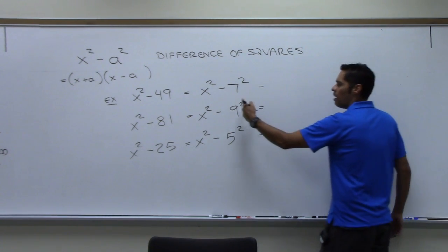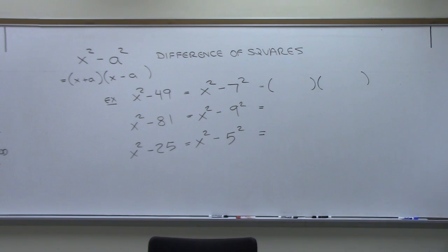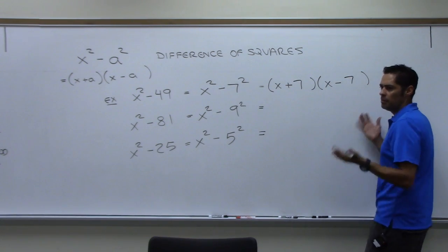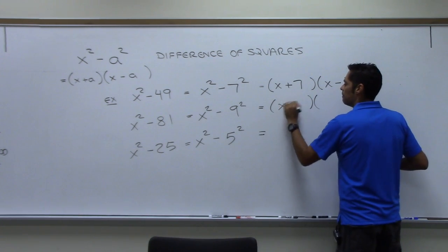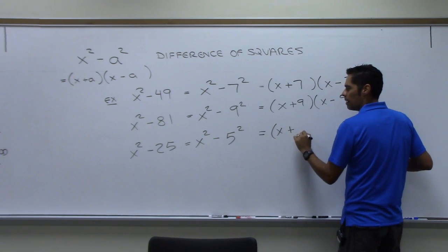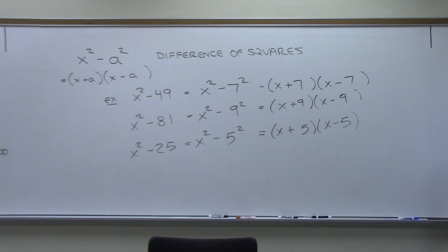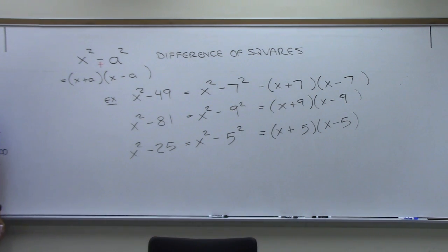So for us, in this problem, we would write that as what? x plus 7, x minus 7. Done. It's factored. Next one. x plus 9, x minus 9. Next one. x plus 5, x minus 5. Got the pattern? If this is a plus sign, there is no way to factor it. It's not factorable. Got it?